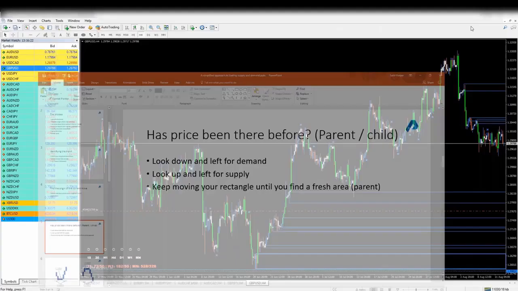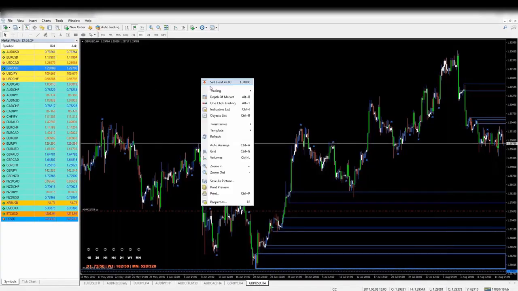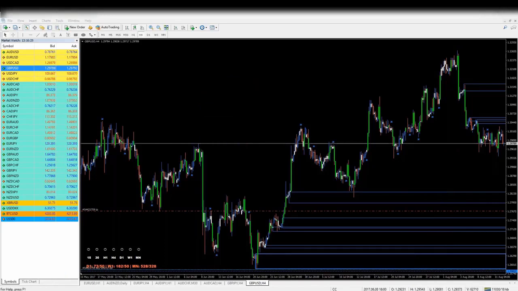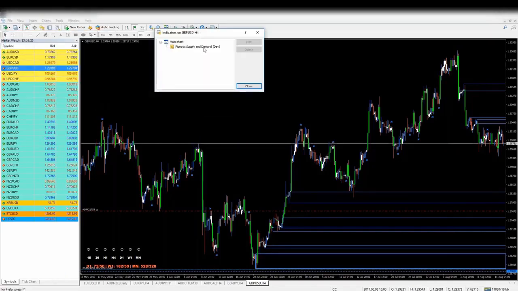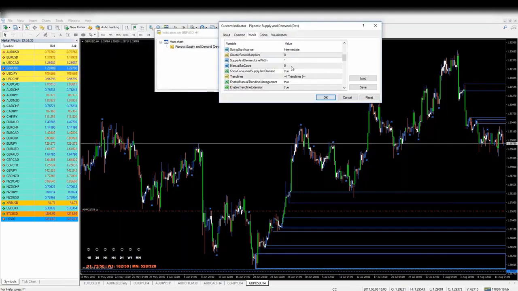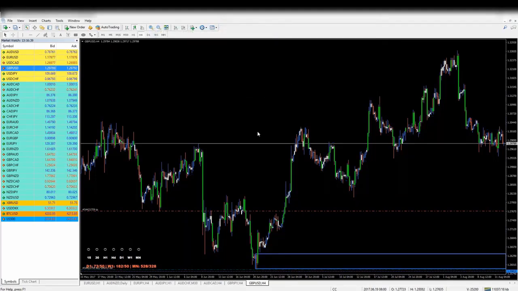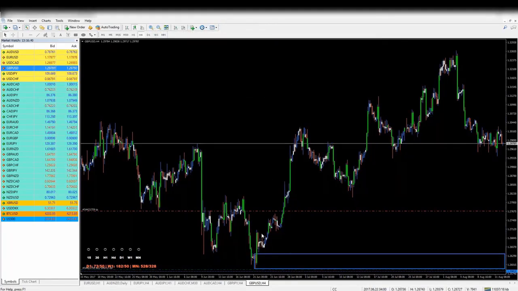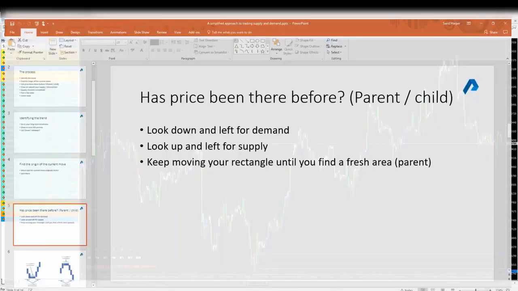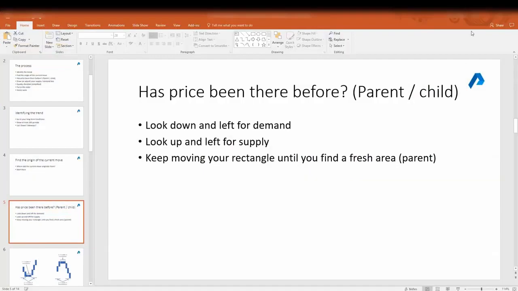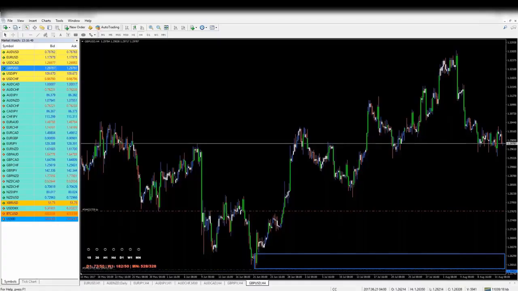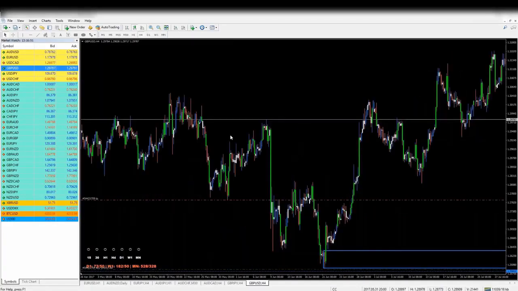Yes, and if we use this as an example, let me turn off the indicator rectangle, so we have to do this ourselves. I'm going to move all of this over here. So we have identified this to be the origin of the move. Now you do what it says here: keep moving your rectangle until you find a fresh parent. So we have this one, and we want to be able to roll back.